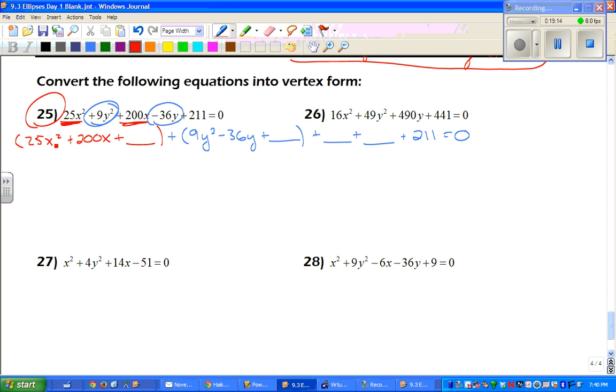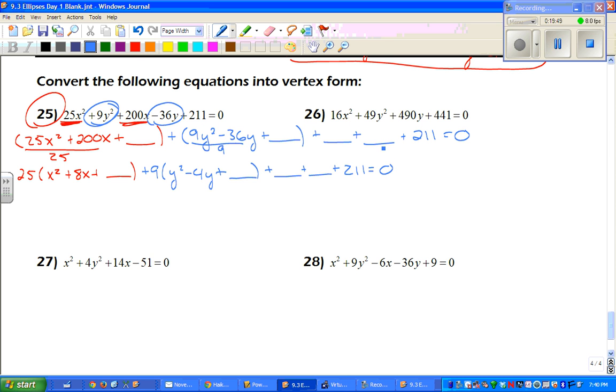Okay, now in number 25, the x's, I'm not allowed to complete the square because I have a leading coefficient other than 1. I have to get rid of this 25. So if I divide out the 25, I'm left with x squared plus 8x plus a space. Okay, in the second one, I've got to get rid of that leading coefficient of 9, so divide out the 9, factor that out. So plus 9, y squared minus 4y plus a space, plus 2 more spaces, plus 211 equals 0.